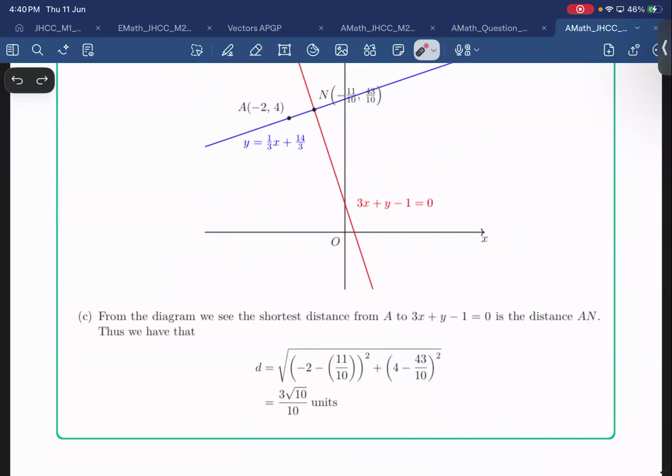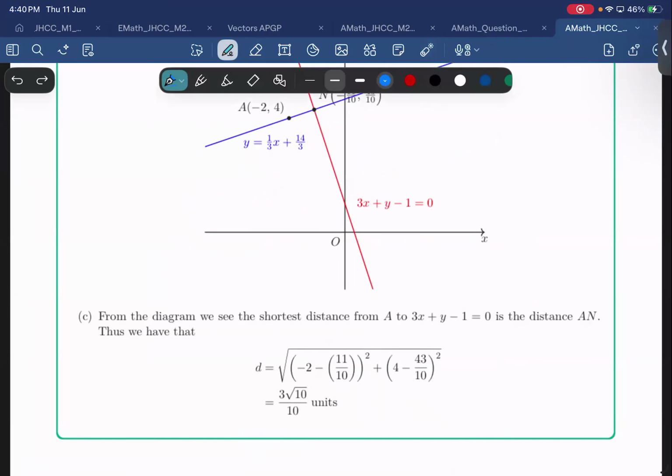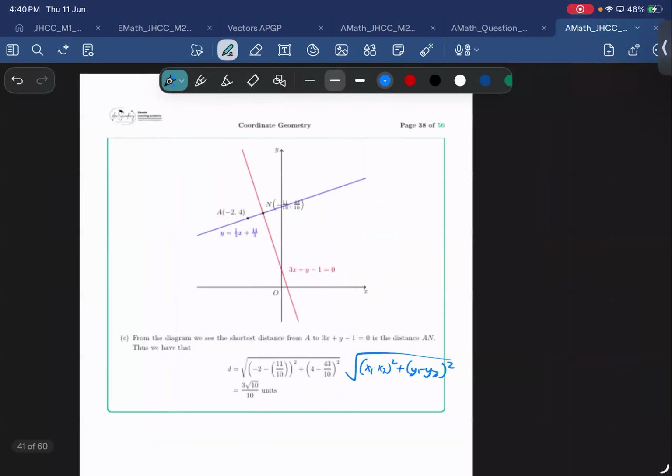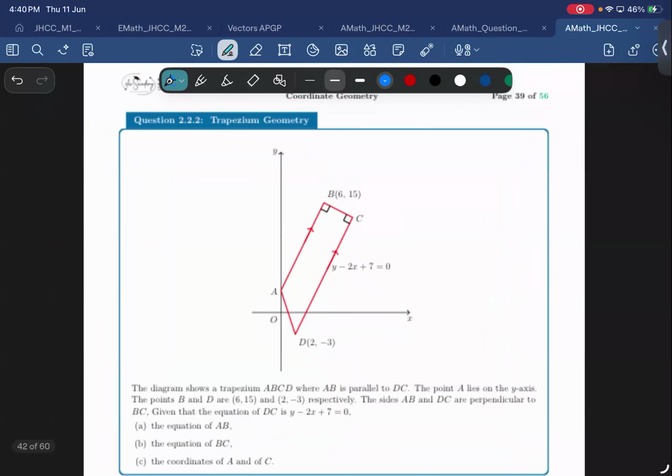The distance formula, just a reminder, is going to be the square root of (x1 minus x2) squared plus (y1 minus y2) squared. Then you simplify to 3 root 10 over 10. The distance formula also needs to be memorized, no choice. But if you can see, it's basically the Pythagoras theorem for the y and the x length. Any questions?